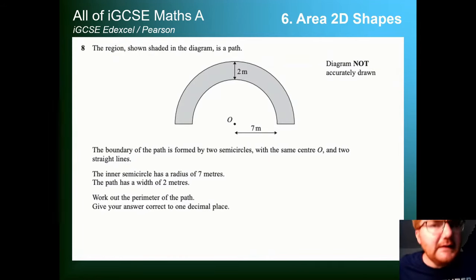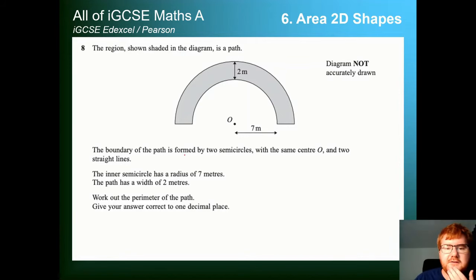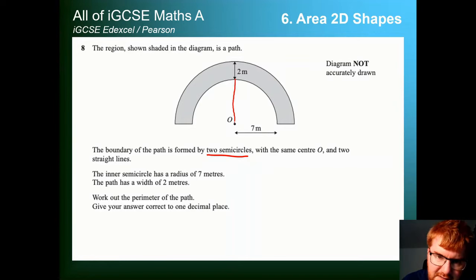Okay, and on to the last question here with the area of 2D shapes before we look at 3D shapes. The region shaded in the diagram is a path. The boundary of the path is formed by 2 semicircles. That's useful to know. Same center and 2 straight lines. Inner semicircle has a radius of 7. So if this is 7, then by definition this needs to be 7 meters as well.